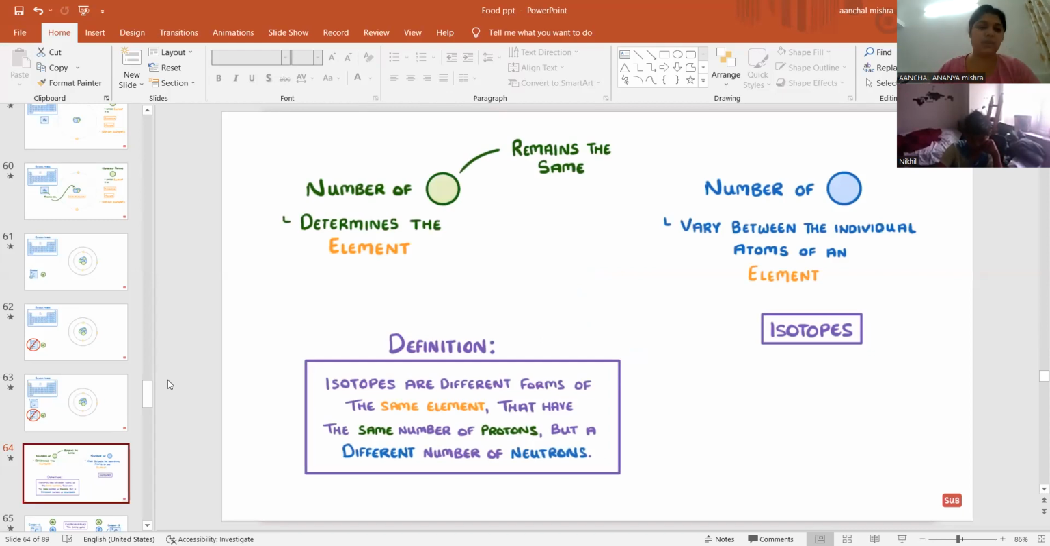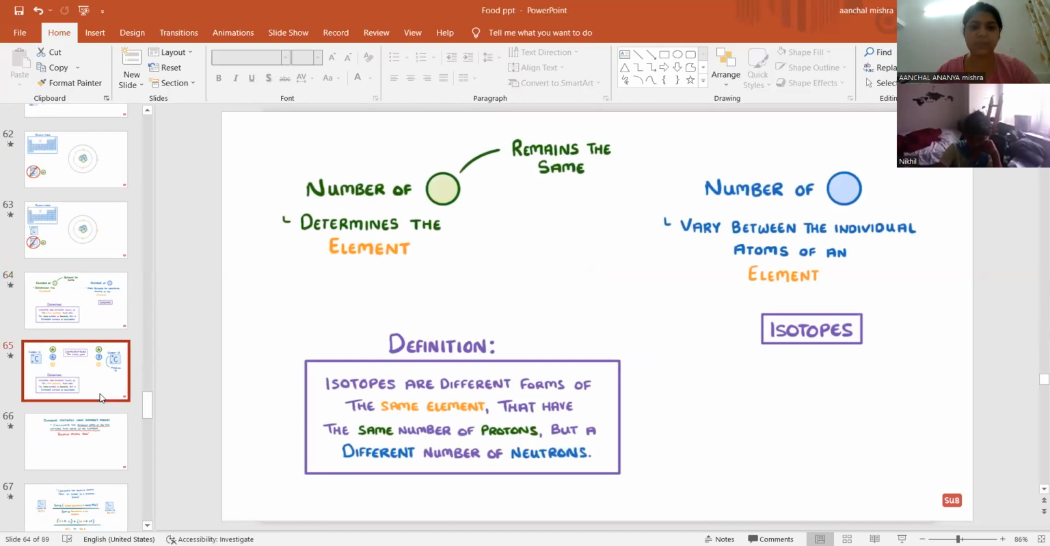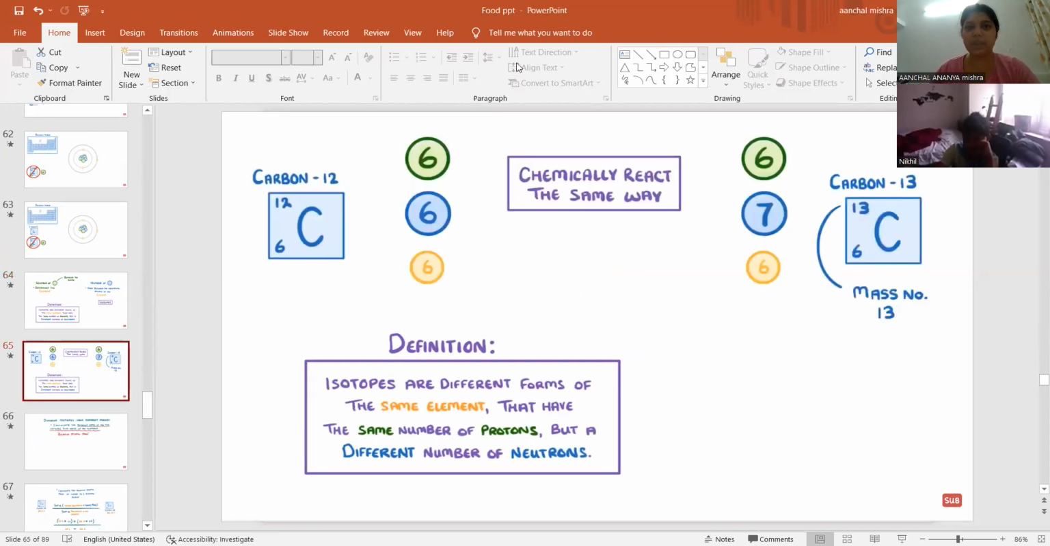Okay, so I gave you an example. We have an example of carbon element. If I just give you 100 gram of carbon, that particular 100 gram of carbon will be having two forms of isotopes of the element in it. One is this carbon 12, and one is this carbon 13.